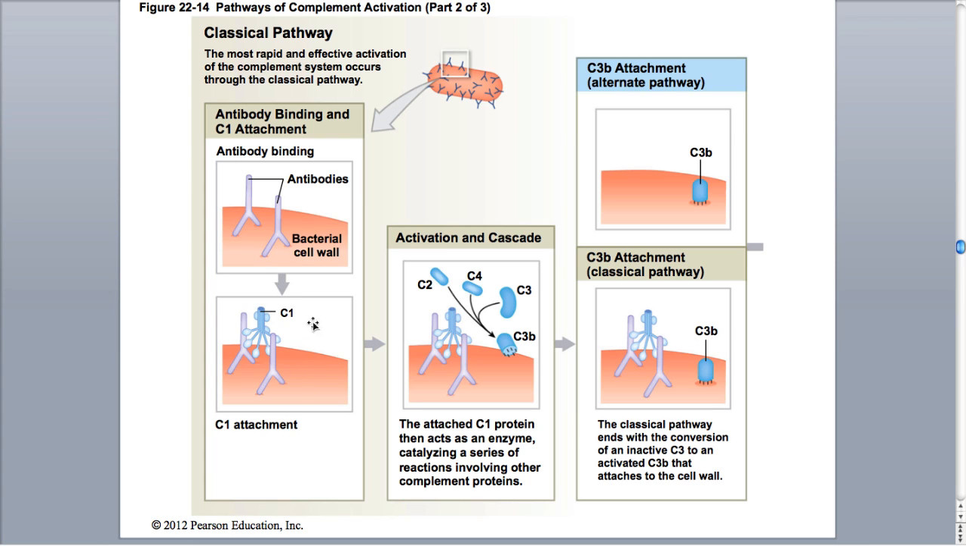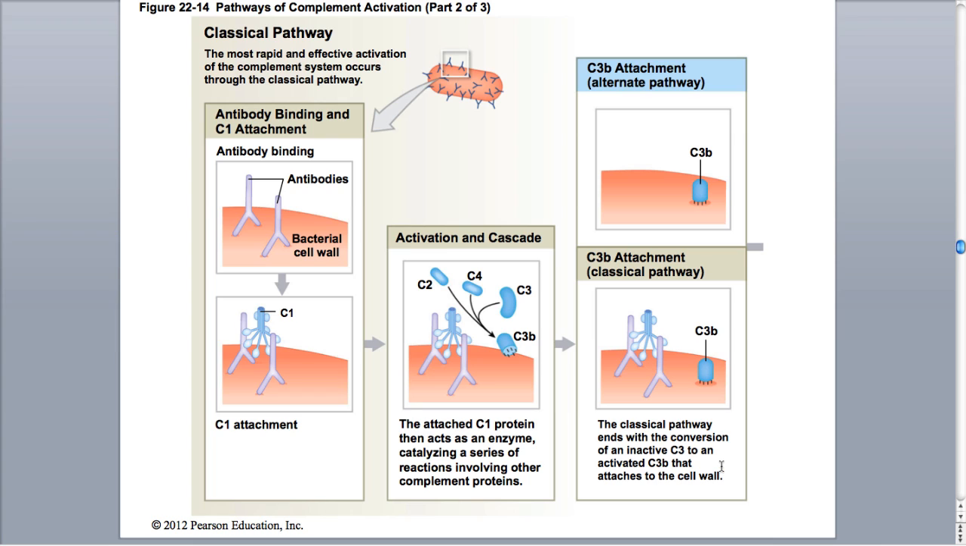And then we have the C1 type of complement, C1. It is a complement, it is a protein. What will it do? As you can see, it is attaching to these two, and it's saying the following. It acts as an enzyme, catalyzing a series of reactions involving other complements. So other complements can come around. And then we move to this, where we now have yet another type of complement attached.